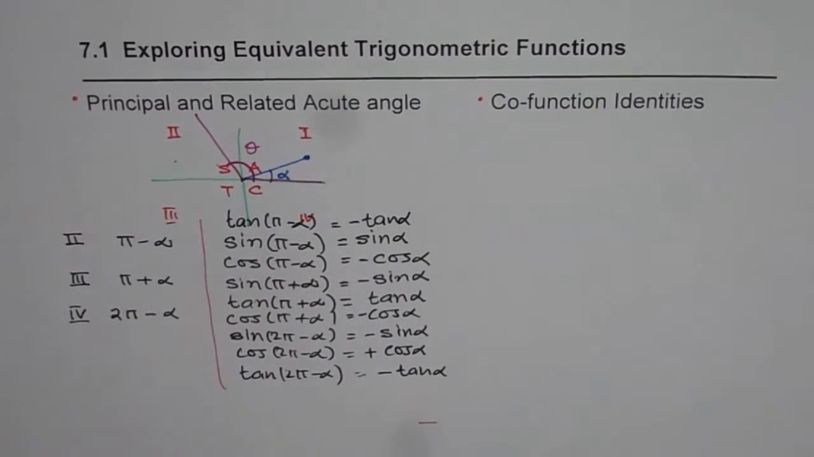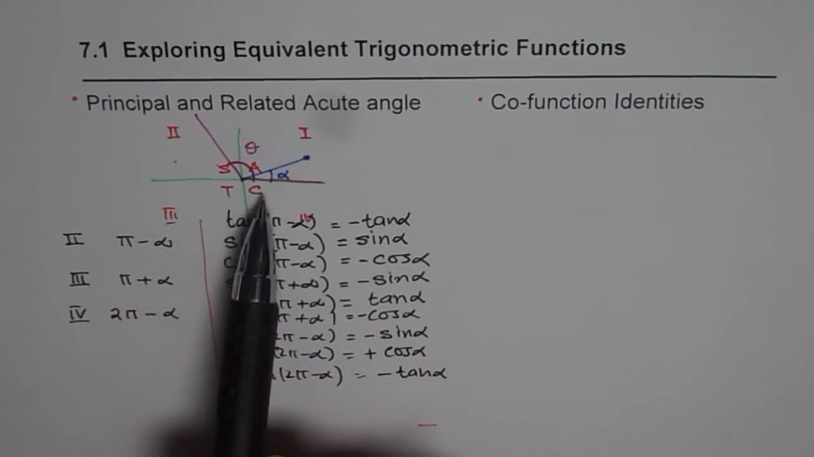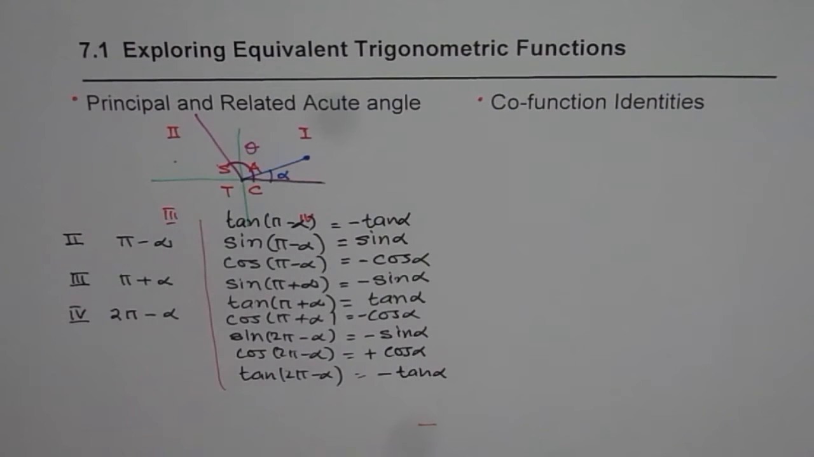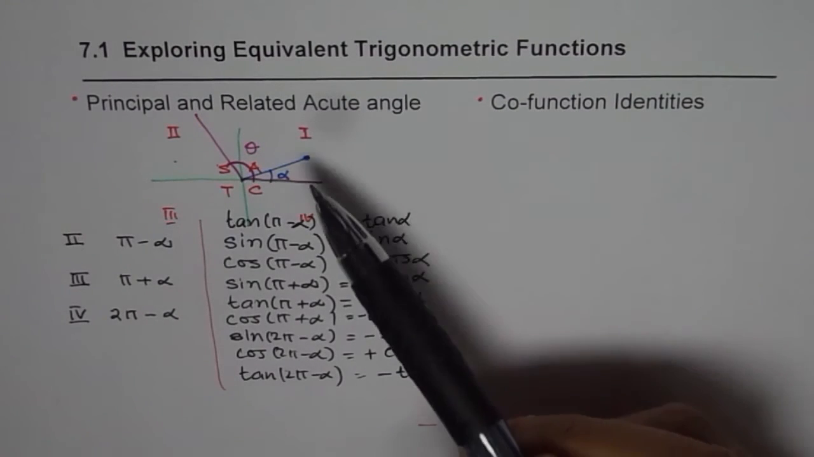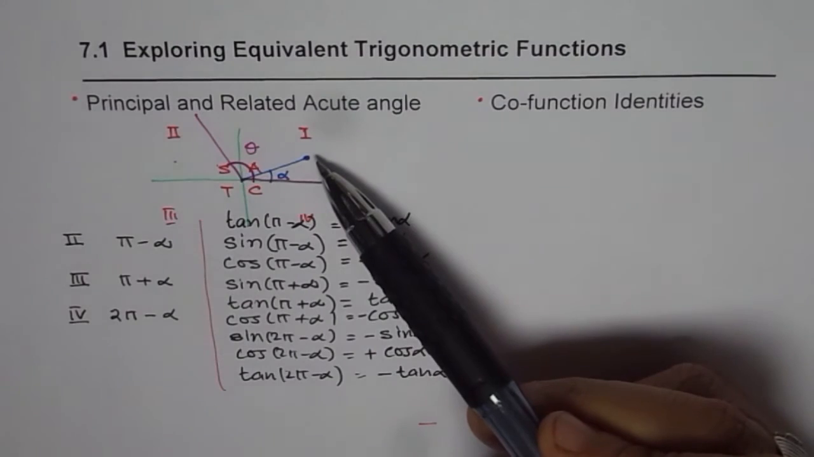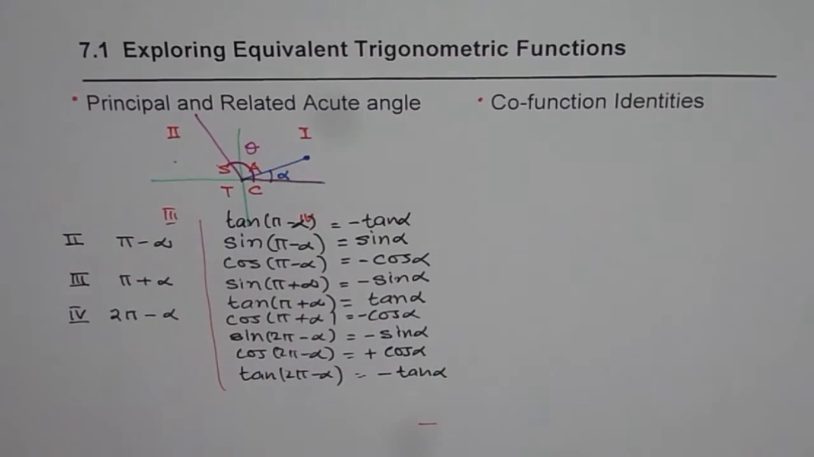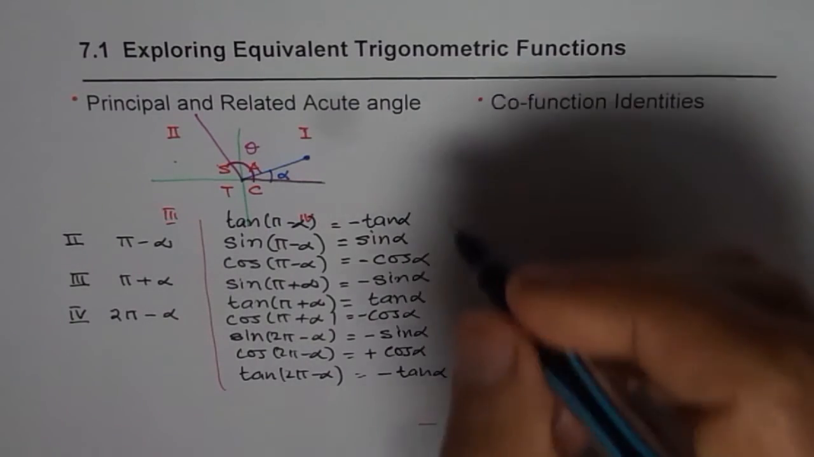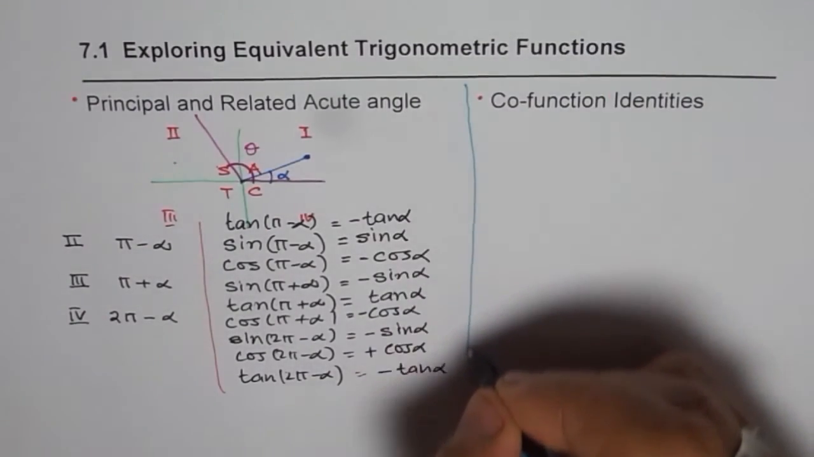So that is how many? 9 of your identities, correct? But a simple concept is in which quadrant which ratio is positive or negative. In quadrant 1 all are positive, and so you can relate them. I hope this point is well taken. If not, you can write your comments, share with me, and I will be glad to answer your questions.